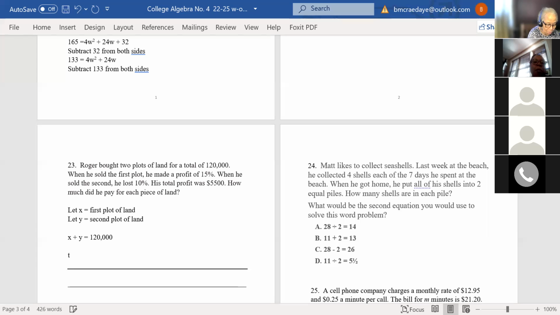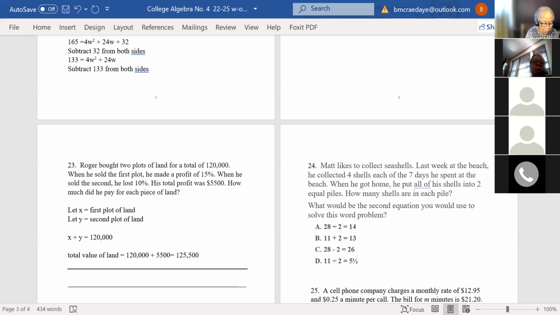Okay, total. Do you add that together? Yes, go ahead, Audrey. You're saying the right thing. Total value of land after the profit is equal to 120, and that's what you said, Audrey, right? Add 120,000 plus the profit, plus the 5,500. That's right, 5,500. And that's equal to what? 125,500.